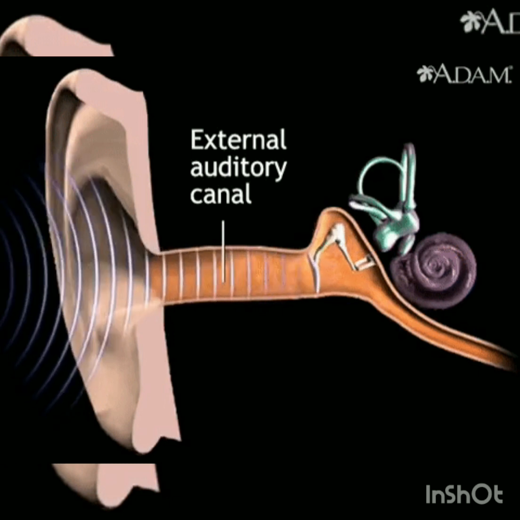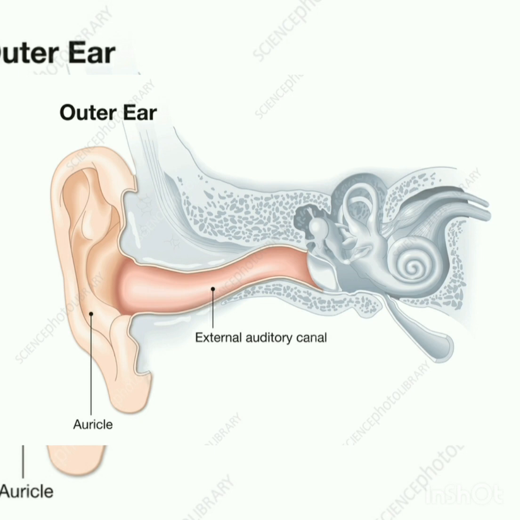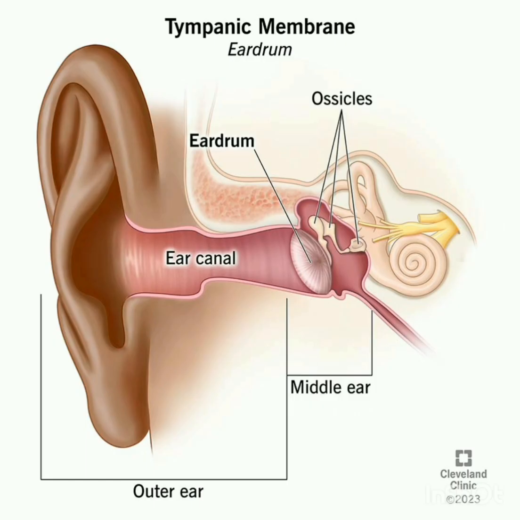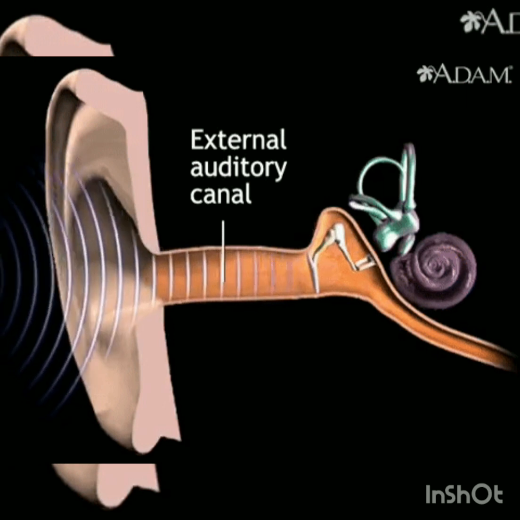So the next part of the outer ear is what we call the external acoustic meatus. The external acoustic meatus is a narrow tube that connects from the pinna to what we call the tympanic membrane, or what you may call the eardrum. So its function is transporting sound waves from the pinna or from the auricle to the tympanic membrane.